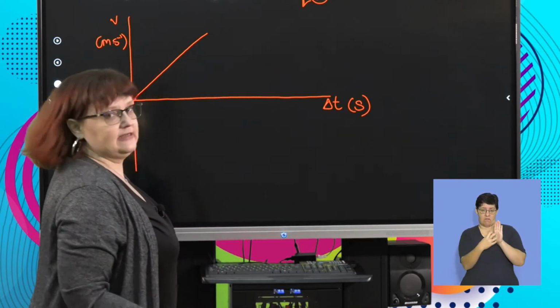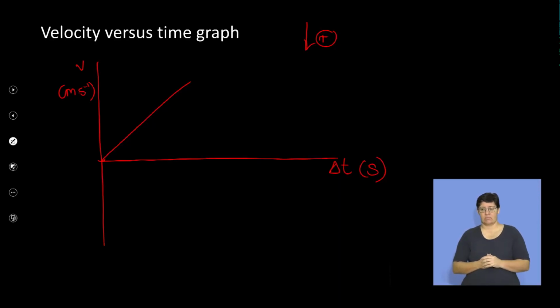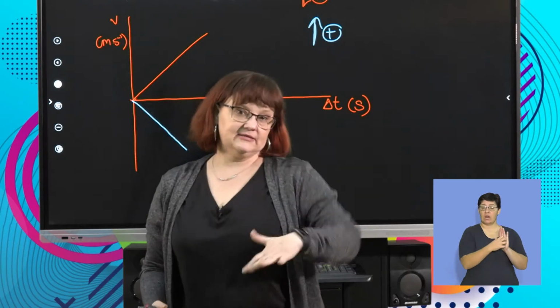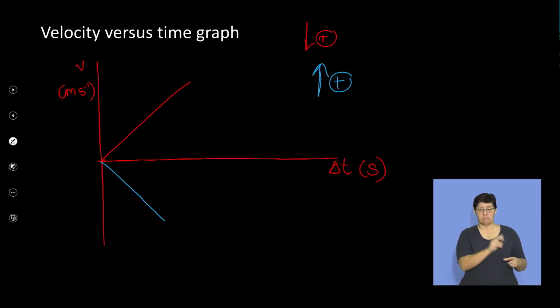And it's always going to be a straight line. If I take down, up is positive, all that happens here is now my graph's going to go that way, still a straight line. Gradient of the graph is acceleration, and we can find displacement by looking at the area.